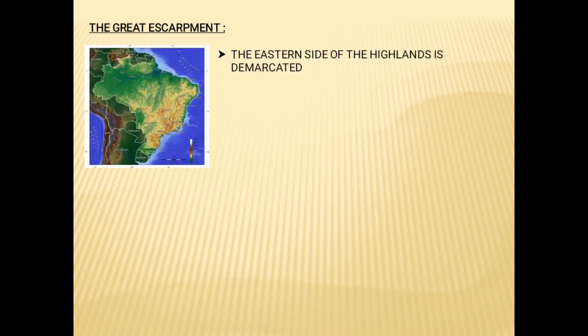Now we study about the Great Escarpment. Escarpment means steep slope. Though it occupies a very small area, the nature of its slope and the effect it has on the climate make it a separate physiographic region. The eastern side of the highland is demarcated because of the escarpment. In this region, the altitude of the escarpment is 790 meters.